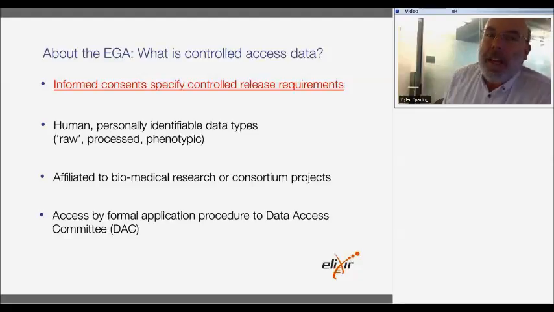So the data we get has to have informed consent by a patient or a member of research to restrict their genotype data, identifiable data, to certain people. So this data is all human, and it has personally identifiable data in it, such as raw data, which is BAM files, CRAM files. We can have processed data, and we can have phenotypic data. This data is generally affiliated to biomedical research or consortium projects, for example, TraIT, and access is by formal application procedure to a data access committee, or DAC.